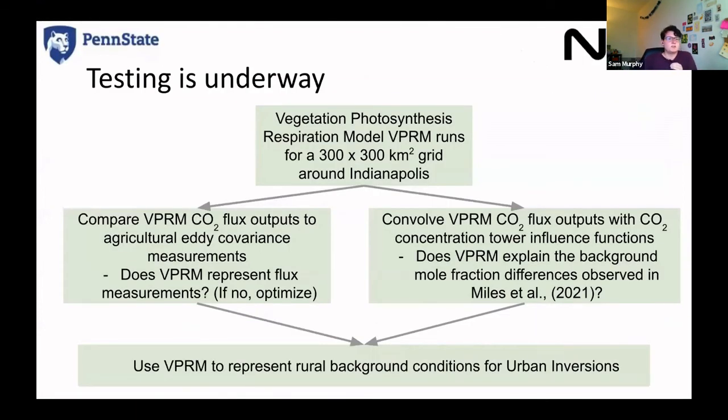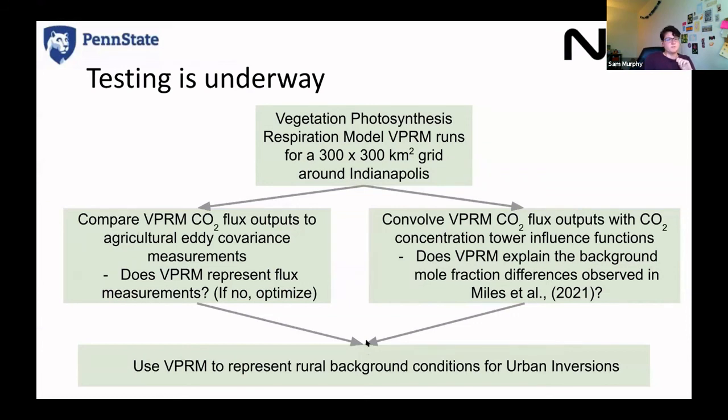Currently we are using the vegetation photosynthesis respiration model that Claire mentioned earlier for an area of about 300 by 300 kilometers around Indianapolis for a period of about 10 years. With these model runs, we can compare the model flux output to agricultural eddy covariance measurements like those I mentioned in the last slide. That way we can determine if VPRM accurately represents the measurements. And if it doesn't, we can optimize the model parameters to better fit the data.